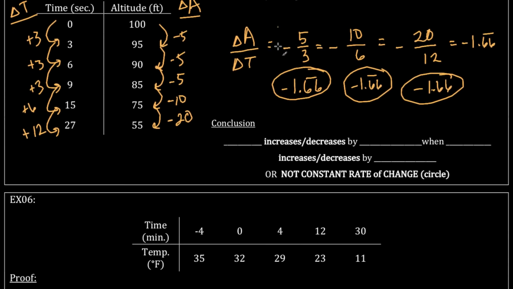Well, let's talk about this simplified version. So the altitude decreases, remember decreases, by 5 feet when the time increases by 3 seconds. Cool.